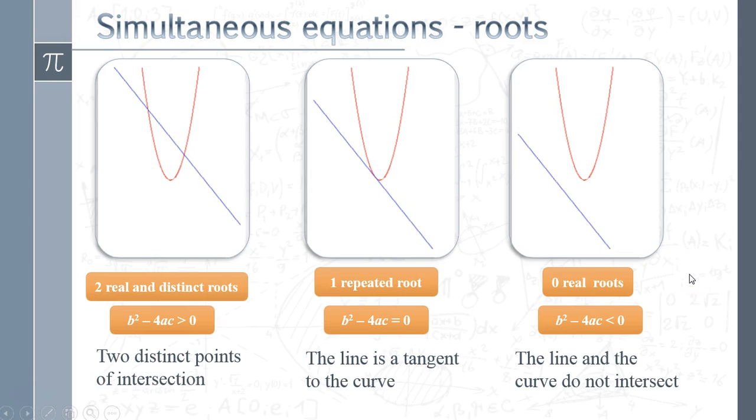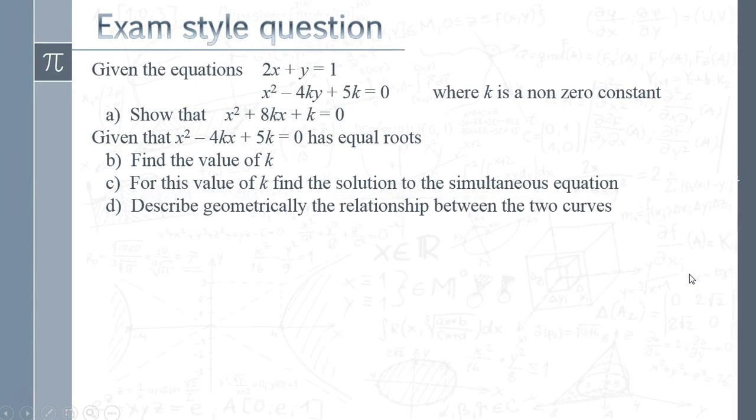So let's have a look at how we might be asked to use our understanding of discriminants and points of intersection. So here we've got an exam style question. We've got a straight line, that's that one there, and you've got a quadratic, but we don't know everything about the quadratic. We just know we've got this thing k here, which is just a number, and we've got to work with that information to begin with. So to start off with, it's going to be broken up into questions. Let's do part A. We've got to prove that we can start with these two equations and end up with this one here, x squared plus 8kx plus k equals 0.